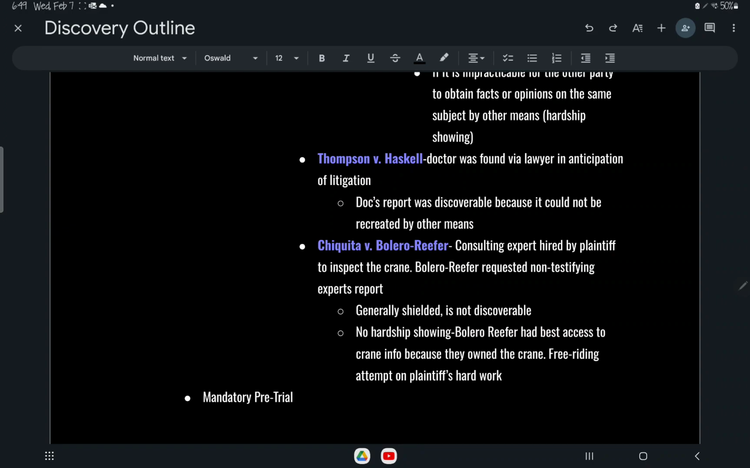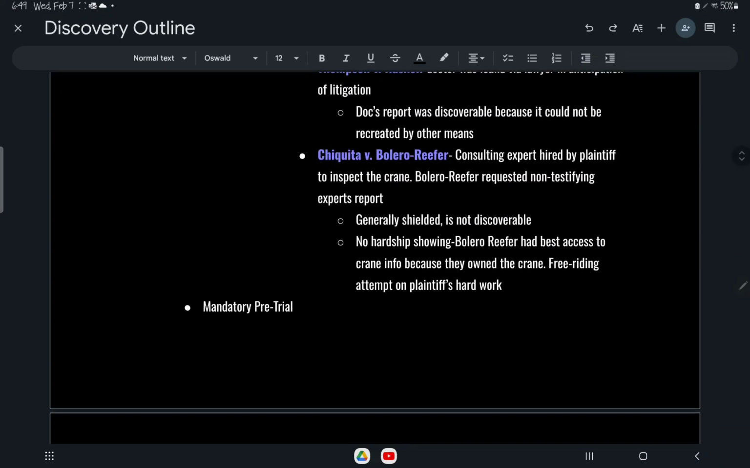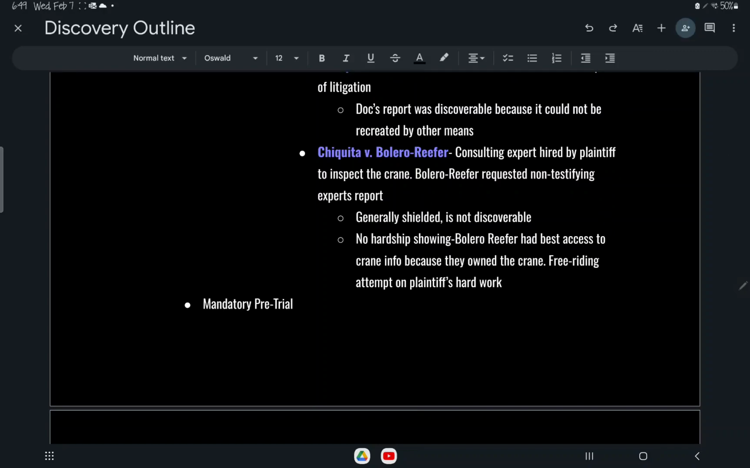In Chiquita versus Bolero Reefer, a consulting expert was hired by the plaintiff to inspect the crane. Bolero Reefer requested the non-testifying expert report. He's non-testifying, so it's generally shielded and not discoverable. There was no hardship showing in this case. Bolero Reefer had the best access to the crane because they owned the crane. This was a free-riding attempt on the plaintiff's hard work.